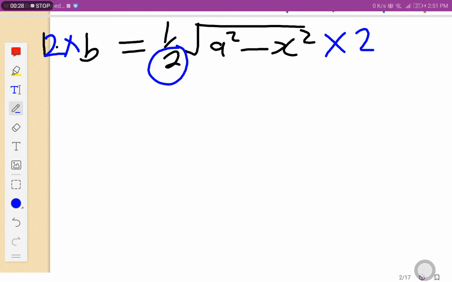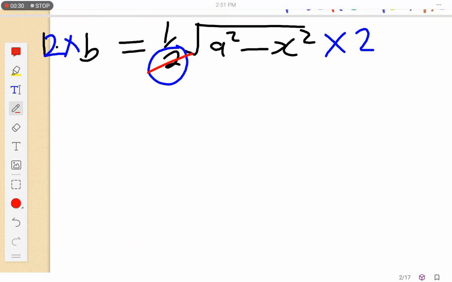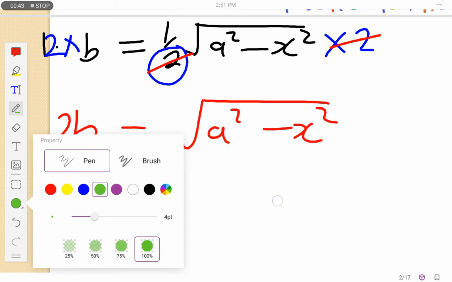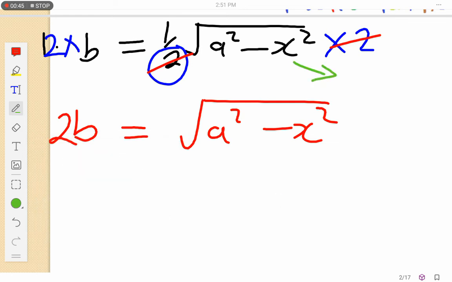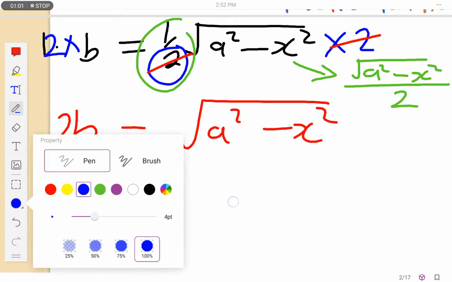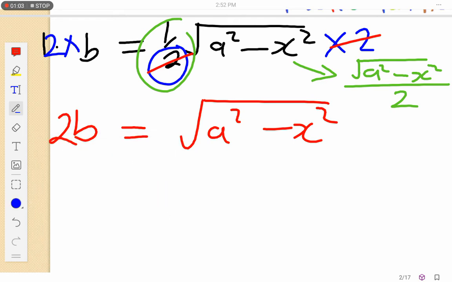On the right side, these 2 will cancel off each other and I'll remain with 2b is equal to the square root of a squared minus x squared. Why have I done this? This problem is the same as the square root of a squared minus x squared all over 2. That's the half there. That's how you can rewrite it. That's why I've multiplied everything by 2.